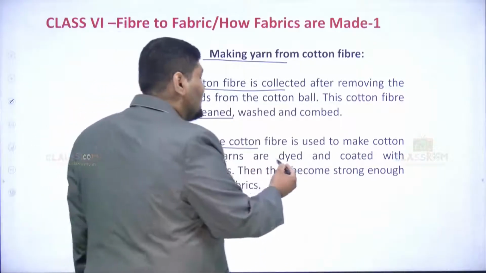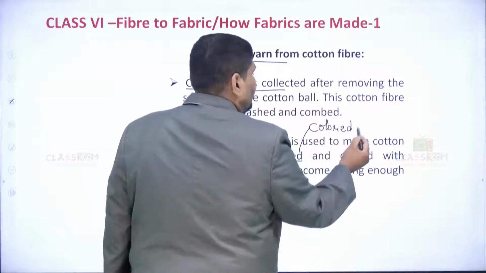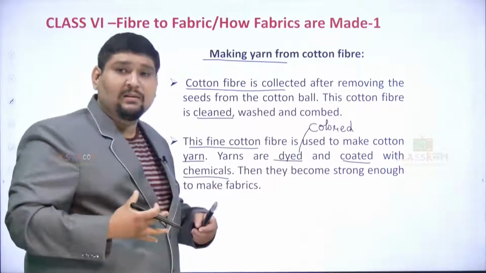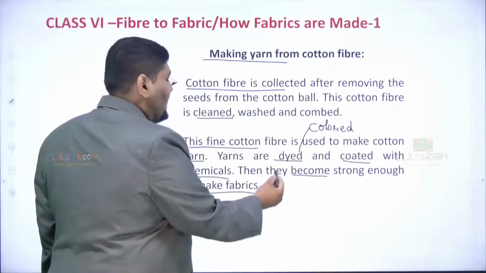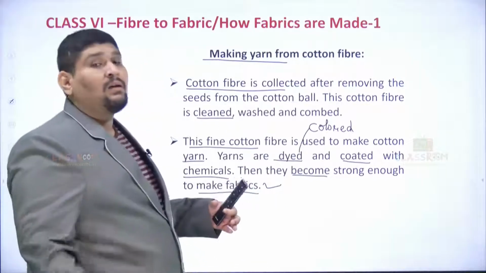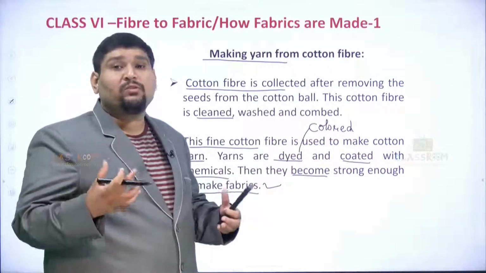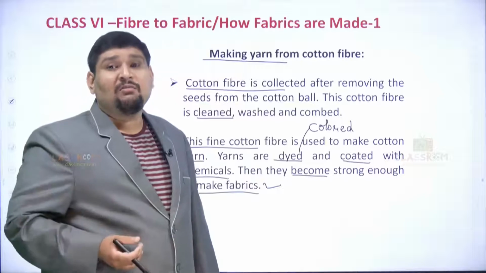Yarns are dyed, which means colored and coated with chemicals. You mix them with some chemicals, and then they become strong enough to make fabrics. Then they can be converted into clothing material or the piece of cloth which you are expecting, made into the different designs and shapes which you are willing to make.